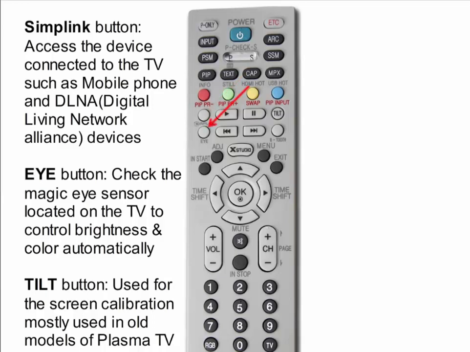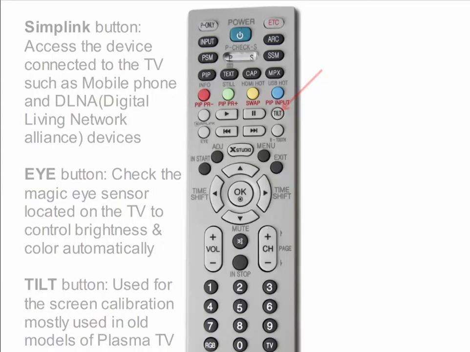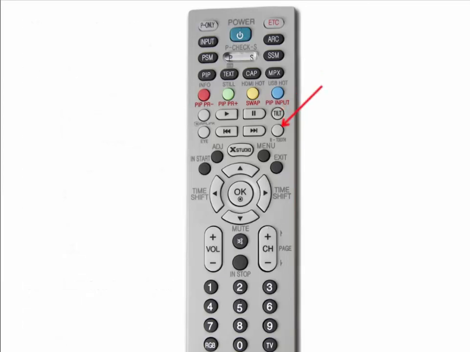The I button is used to check the magic eye sensor located on the TV to control brightness and color automatically according to the room light ambience. The TILT button is used for the screen calibration, mostly used in old models of plasma TV. The Bluetooth function is used to check Bluetooth communication.